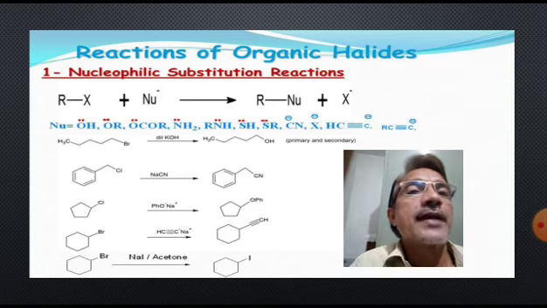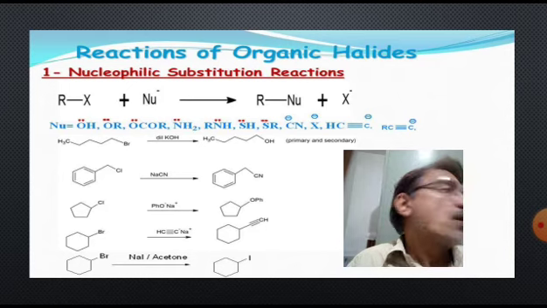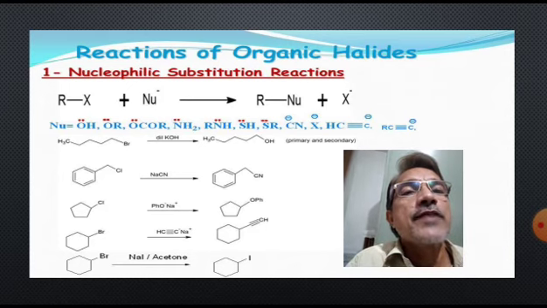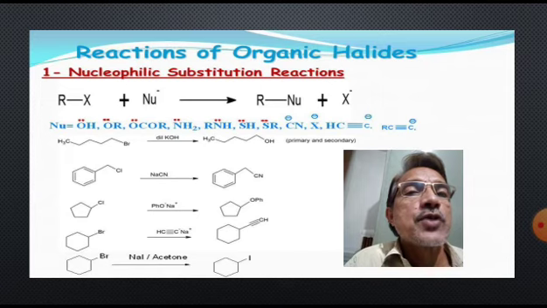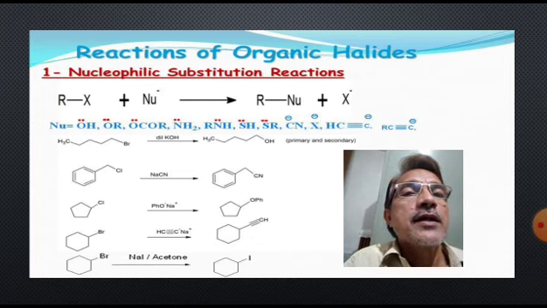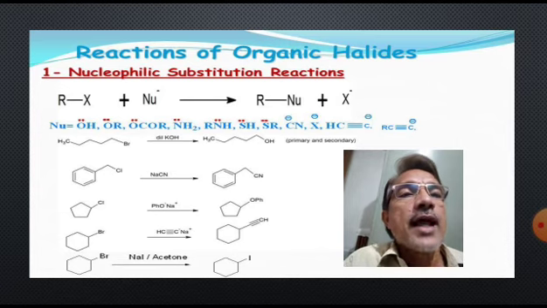Reactions of organic halides. Nucleophilic substitution reactions. Alkyl halides undergo nucleophilic substitution reactions. Why? Because in alkyl halides, the carbon atom gets a partial positive charge and the halogen atom gets a partial negative charge. So, polarity occurs in alkyl halide. Due to the electron deficient carbon present in alkyl halide, it readily attracts a nucleophile. So, alkyl halides readily undergo nucleophilic substitution reactions.